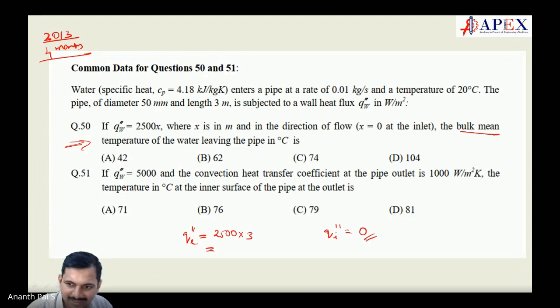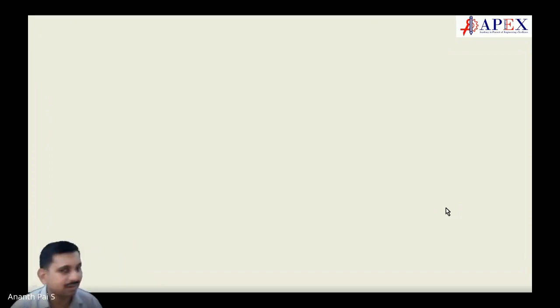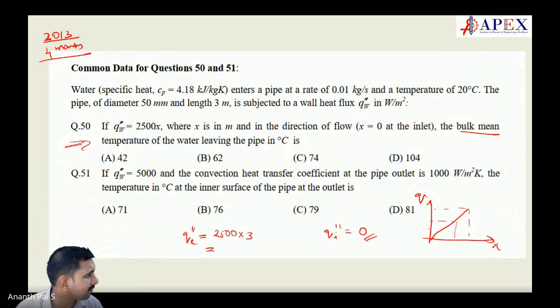It varies linearly. Q with X varies linearly. So when you have to take the mean, you take Q max minus Q min divided by 2, no problem. You understand? Everything is based on pure science. There's no gimmick here.